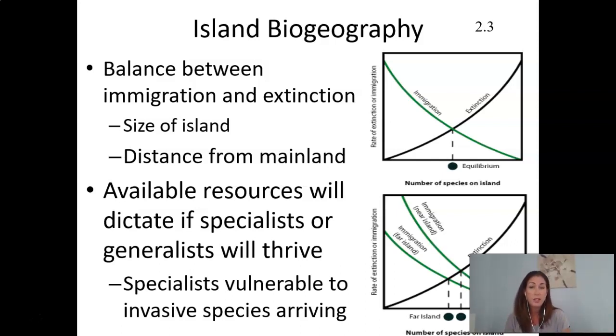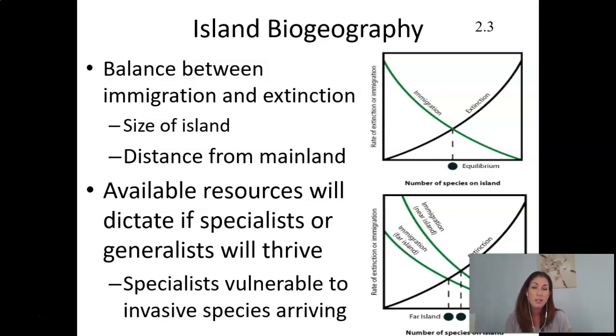Now, some of the key things that come into play with meeting that equilibrium point is how big the island is and how far away from the mainland or from the source of immigration. So it tends to be that if you are a close-by island, you're going to receive a higher rate of immigration, and you're going to hit that point much quicker. And if you are a large island, so if you're close by and if you're large, you're going to be a bigger target for those immigrants coming in.